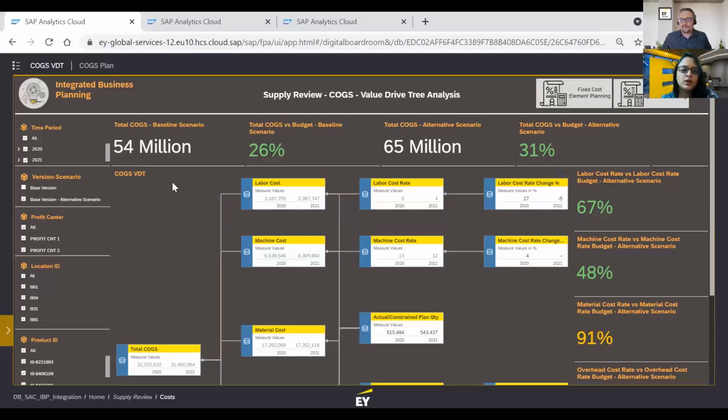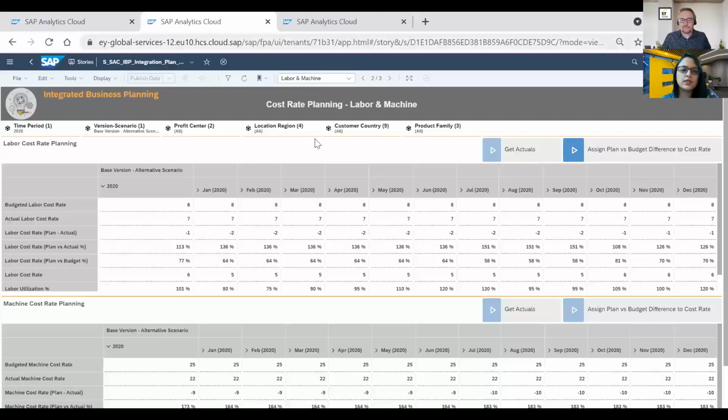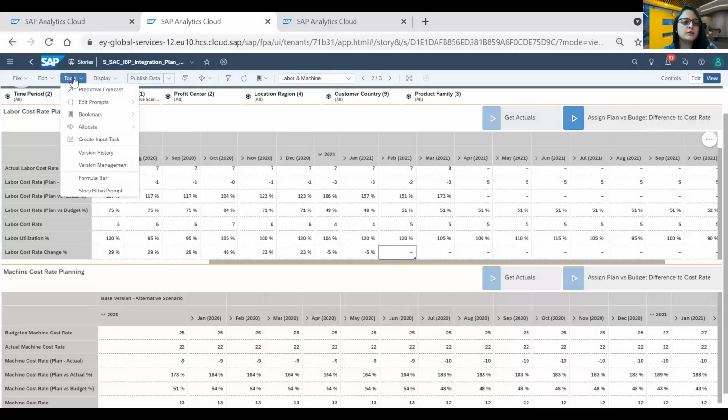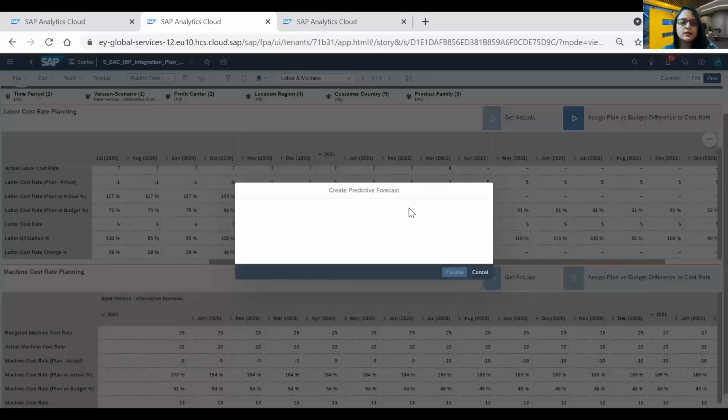So in case we want to do it at a more granular level, we have these top tabs here, which would direct us to detailed stories for the fixed cost and variable cost planning. So suppose we get into the variable cost planning story. Here we have various dimension filters, which can be selected as per the user expertise. We have the table here, which is at a monthly level and can also be drilled down to a date level. So let's go to the predictive forecast feature here.